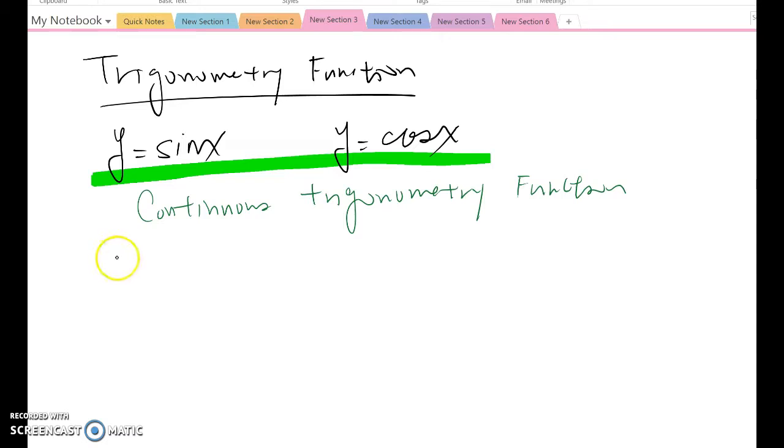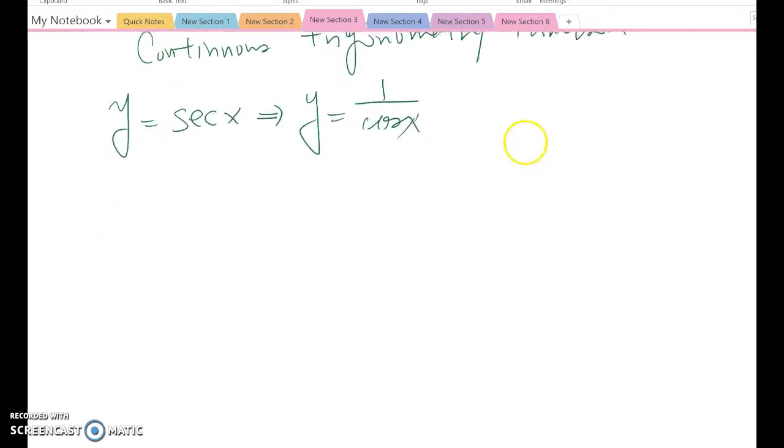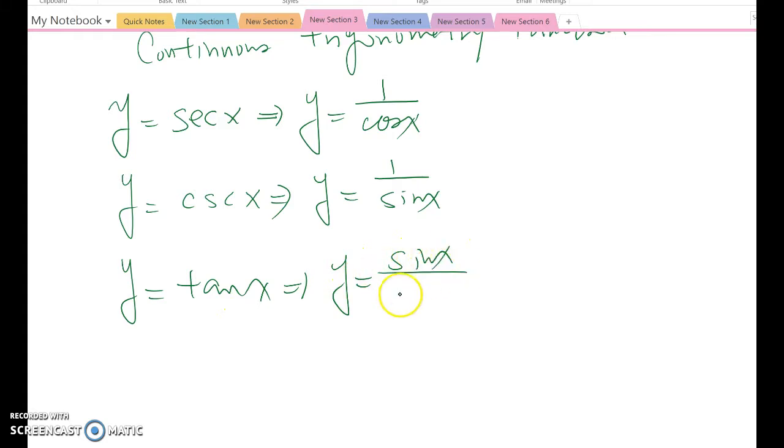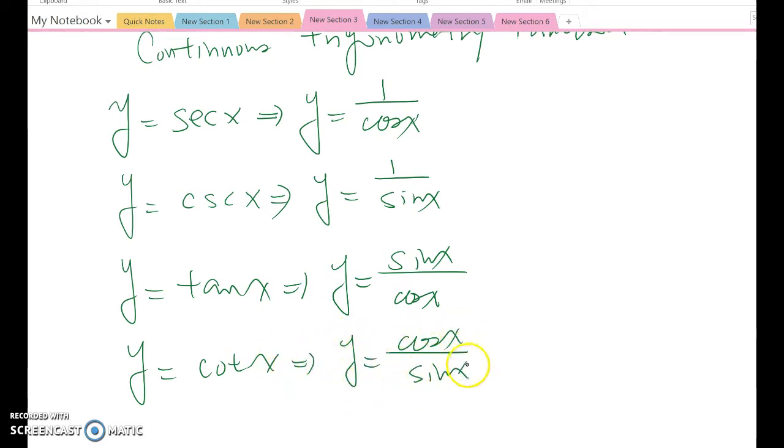So one example, y equal to secant x. This is the same as y equal to 1 over cosine x, right? And then also y equal to cosecant x is y equal to 1 over sine x. And then y equal to tangent x. This is y equal to sine x over cosine x. And y equal to cotangent x, that is y equal to cosine x over sine x.